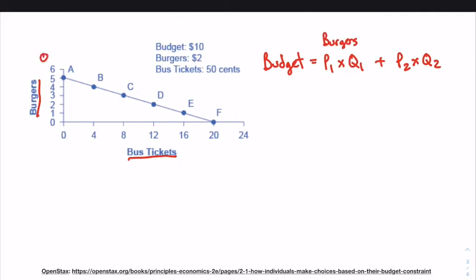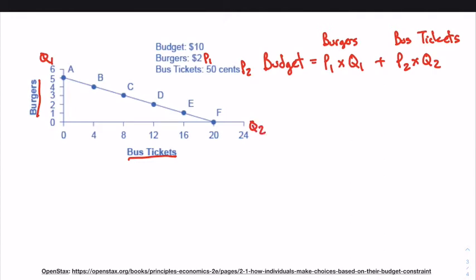So this is our Q1 over here. For finding P1, or our price, we see that it is $2. And then over here on the right for P2 and Q2, we know those are the bus tickets. So our P2 is going to be 50 cents, and down on the horizontal axis is our Q2.